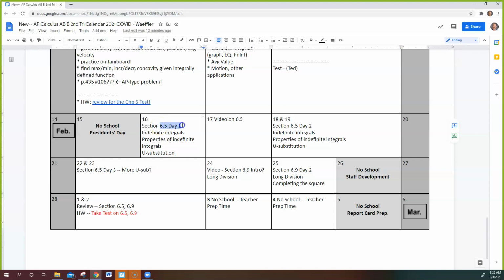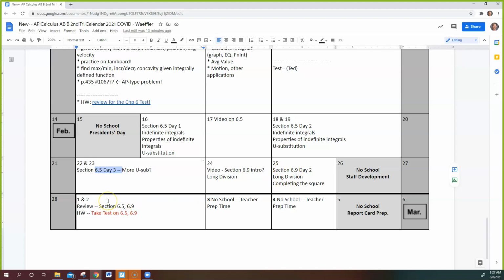We're going to cover something called indefinite integrals, which is very similar to what we've been doing, but it has some harder or more challenging integration with something called U substitution. So that's what this week is. We don't have school on Monday. So we're going to do section 6.5 and spend 2 days on that. And I actually think we may spend another day on 6.5 here. It depends on how the first 2 days go. And then we're going to do something called long division and completing the square with integrals, which isn't horrible. It's just a little tricky.